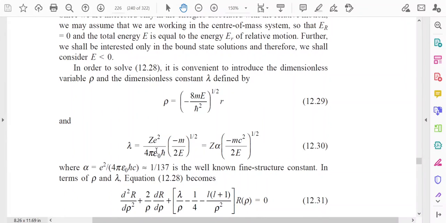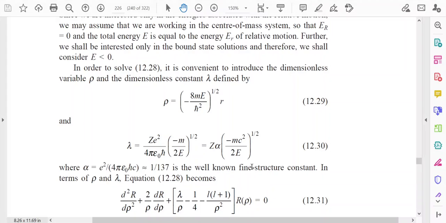Lambda is given by Z e squared by 4 pi epsilon naught h-bar into (minus m by 2E) to the power half. That can again be written as Z alpha (minus mc squared by 2E) to the power half, where alpha is equal to e squared by 4 pi epsilon naught h-bar c, which is almost equal to 1 by 137, and this alpha is known as the fine structure constant.